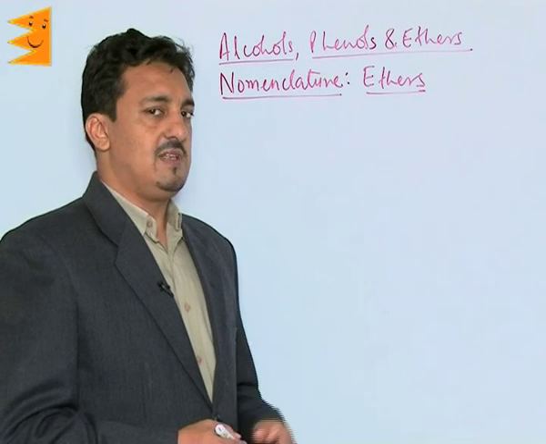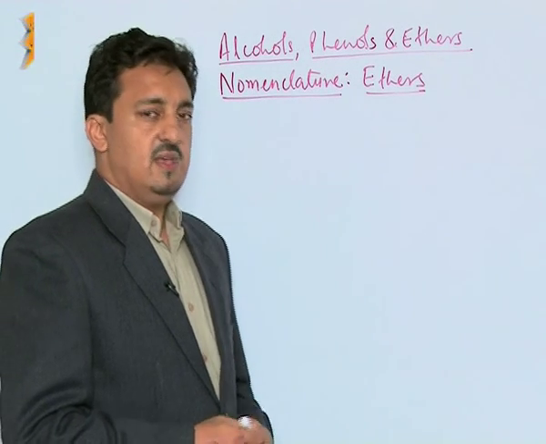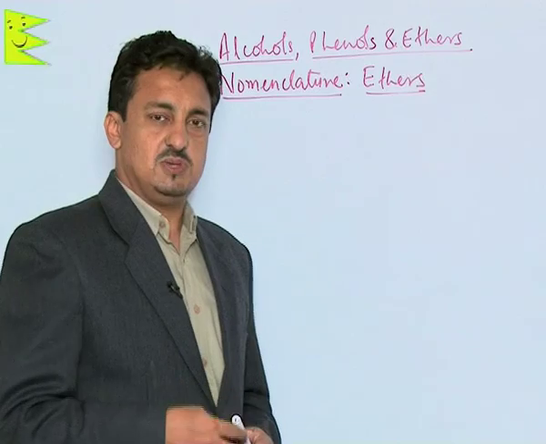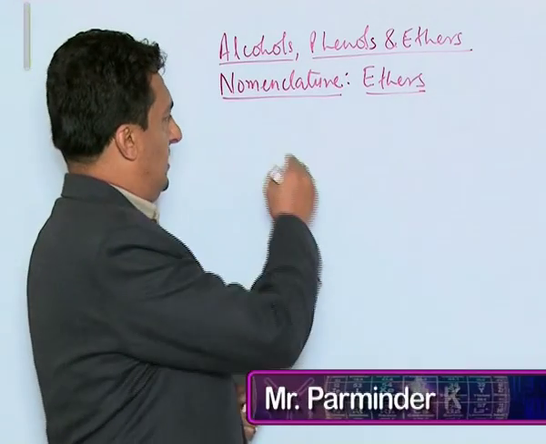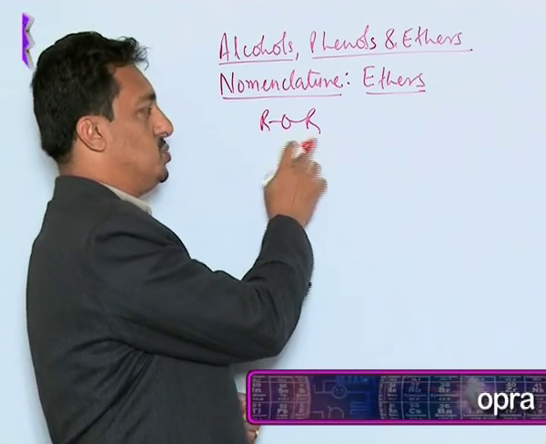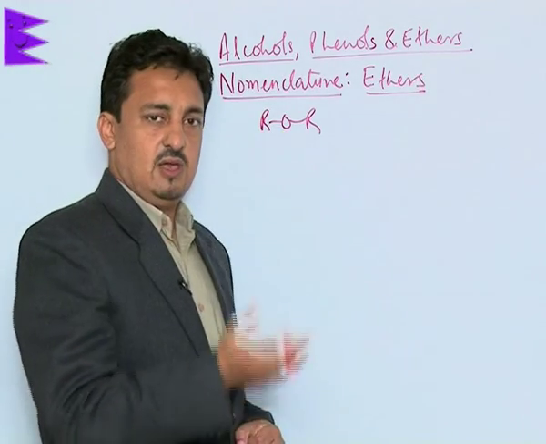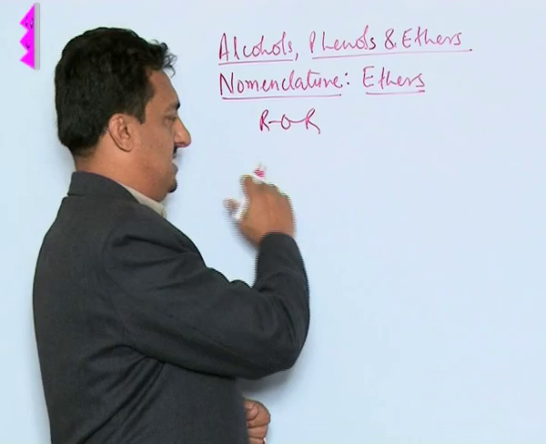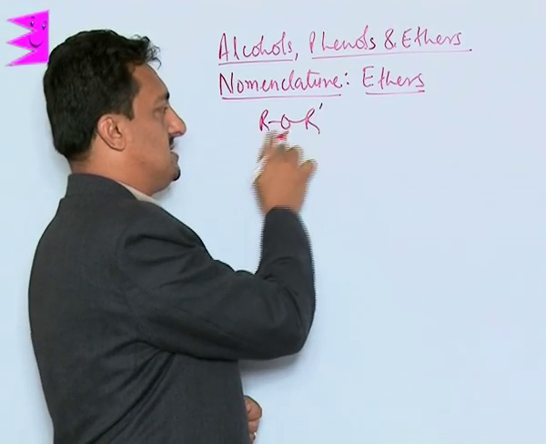Now let us see the nomenclature of ethers. We know that ethers are functional isomers of alcohols. Their general formula is ROR, so the oxygen has two alkyl groups on both sides. Now they can be same or different.